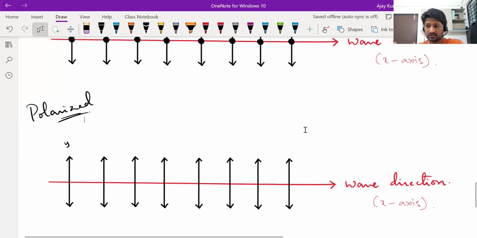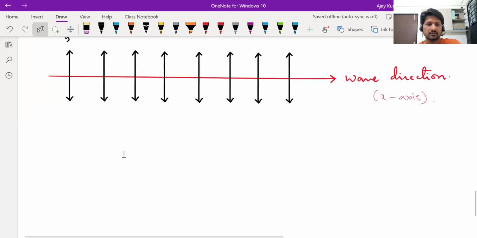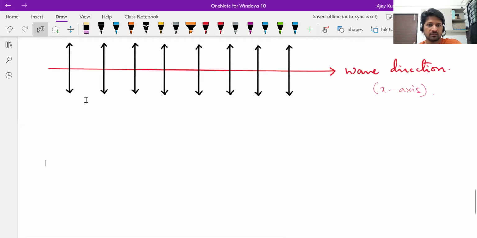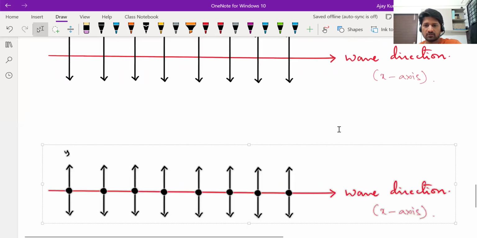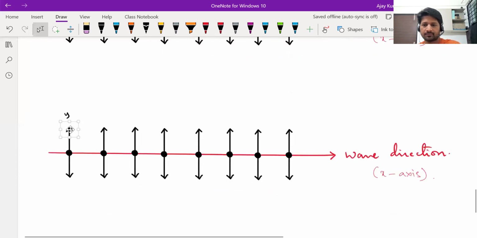Suppose it is polarized and electric field is allowed only in the z direction, then you will have to show it this way.